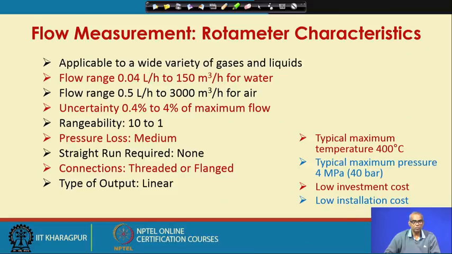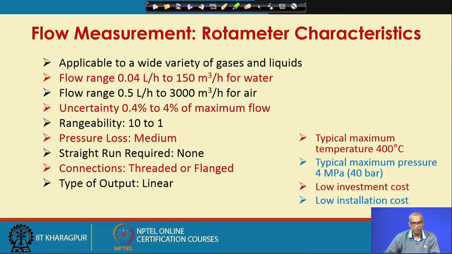There are some important rotameter characteristics we will talk about. It is applicable to a wide variety of gases and liquids. Flow range is 0.04 liter per hour to 150 meter cube per hour for water. Flow range is 0.5 liter per hour to 3000 meter cube per hour for air. Uncertainty is 0.4% to 4% of maximum flow. Rangeability is 10 to 1.